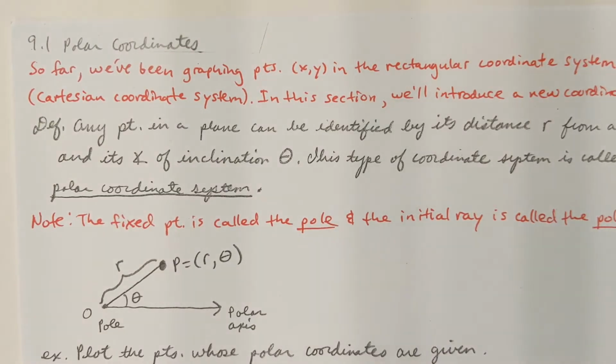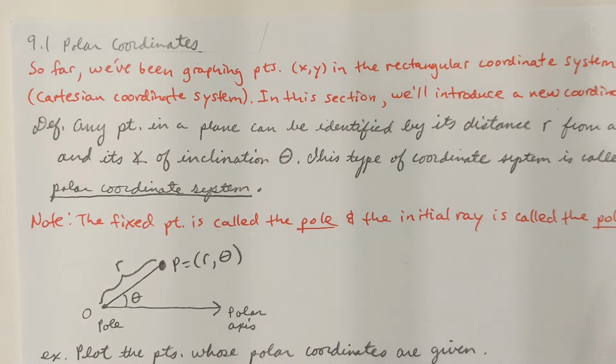Okay, I'm going to start Chapter 9 now. Chapter 9 will be the last chapter that we'll be doing for the course, and we are only going to cover 9.1, 9.2, and 9.4. 9.1 and 9.2 are all about polar coordinates, and so we'll get started with that.